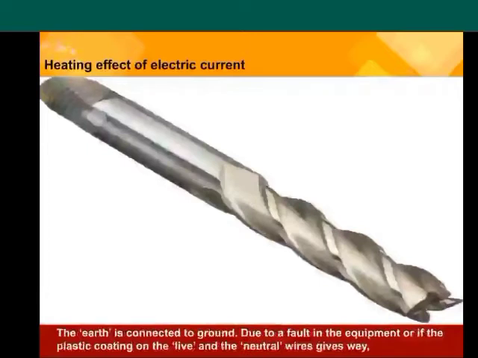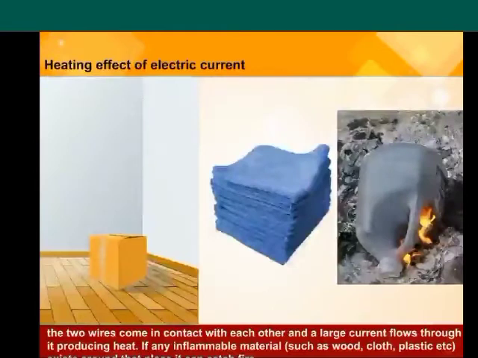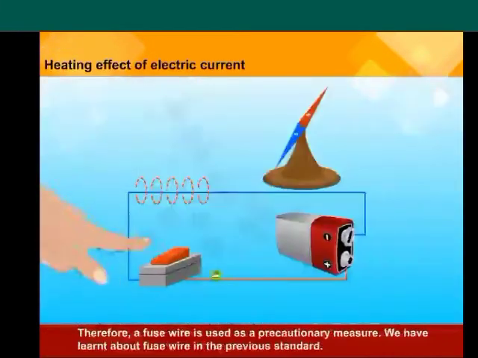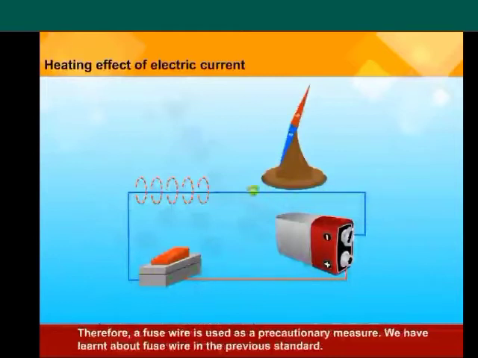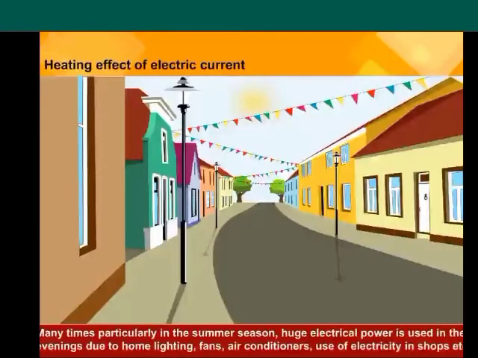Due to a fault in the equipment, or if the plastic coating on the live and the neutral wires gives away, the two wires come in contact with each other and a large current flows through it, producing heat. If any inflammable material such as wood, cloth, plastic, etc. exists around that place, it can catch fire. Therefore, a fuse wire is used as a precautionary measure. We have learned about fuse wire in the previous standard. As soon as high current flows in the circuit, the fuse wire melts and breaks the circuit and a mishap is avoided.